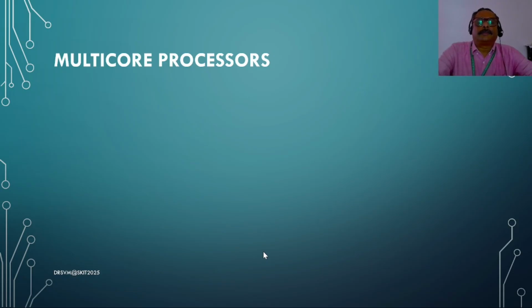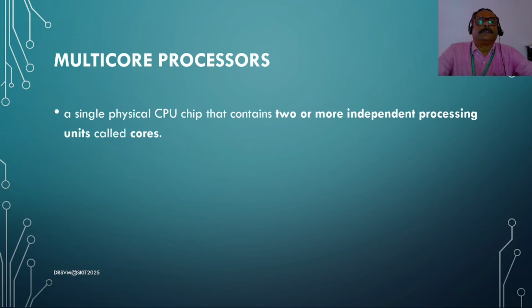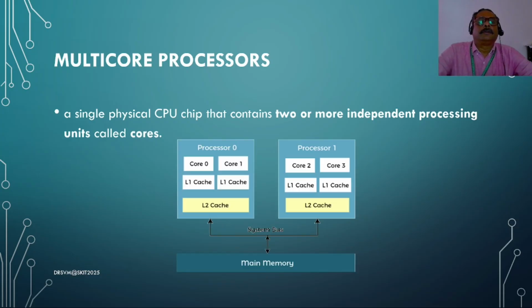A multi-core processor is a single physical CPU chip that contains two or more independent processing units called cores.